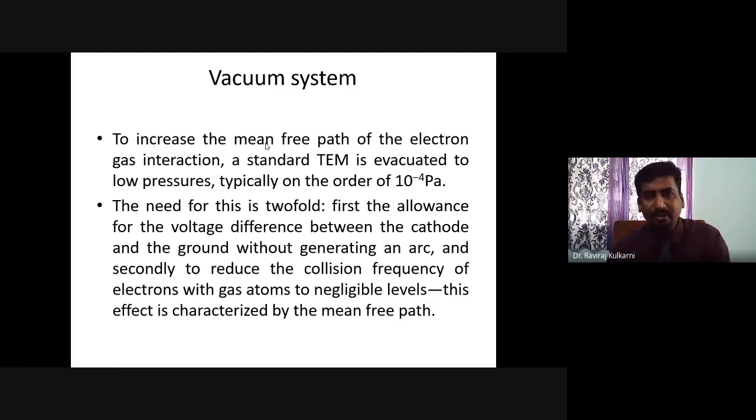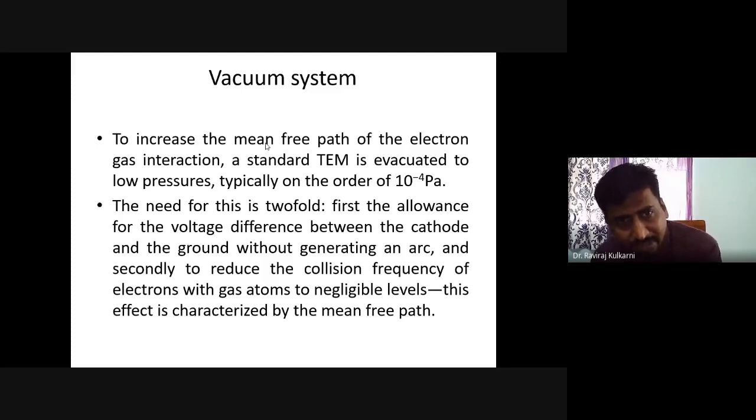If there is a gas, what is the mean free path? Maybe micrometers or millimeters. The electron comes out and hits the air, the gas molecule. So that's the reason we create a vacuum. When we create a vacuum, there are no gases present, so the electron can travel a longer distance.